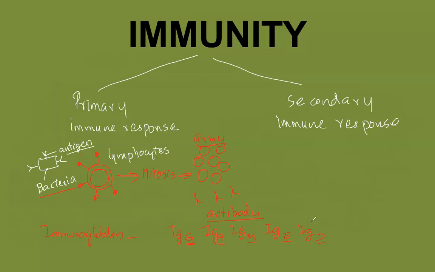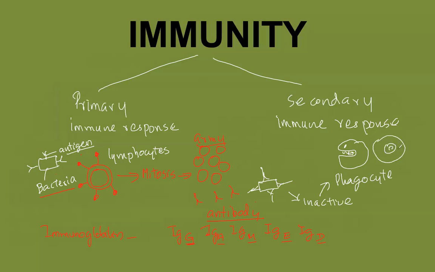And these antibodies, what do they do? They stick to the bacteria. Once the antibodies stick to the bacteria, it is made inactive. And what happens to this inactive bacteria? It is engulfed by the phagocytes. What's a phagocyte? It's a cell that engulfs the bacteria. It takes in the bacteria, digests the bacteria, and destroys the bacteria.